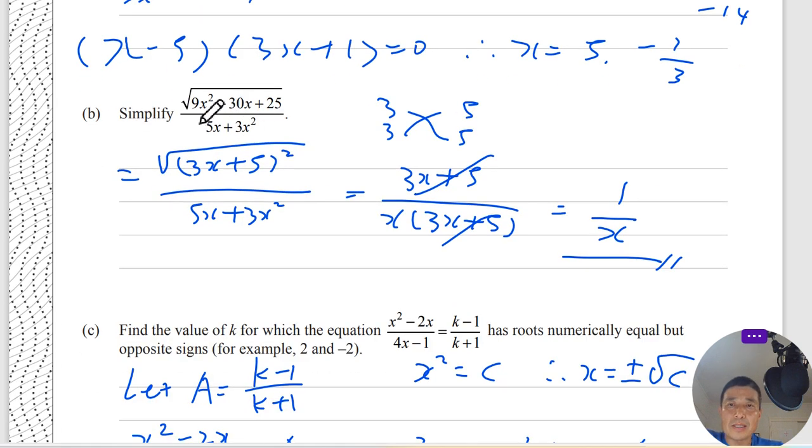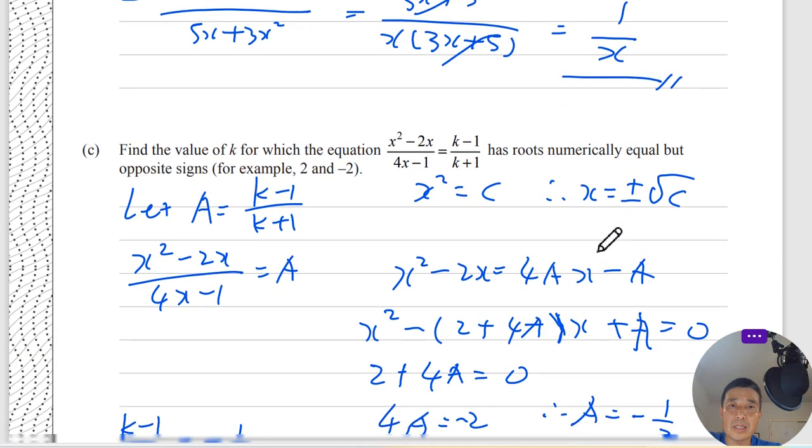Now simplify this. So I expect inside this square root must be something squared. So obviously 9x squared plus 30x plus 25 is 3x plus 5 squared. So square root and square you cancel out, and the 5x plus 3x squared becomes x, 3x plus 5, and 3x plus 5 you cancel each other. Well, left is 1 over x.